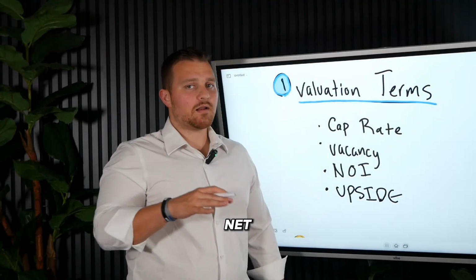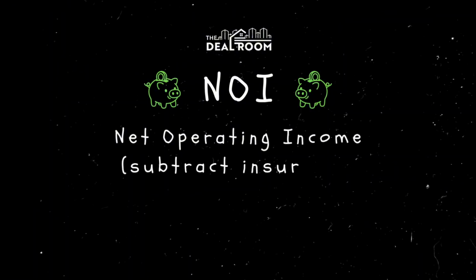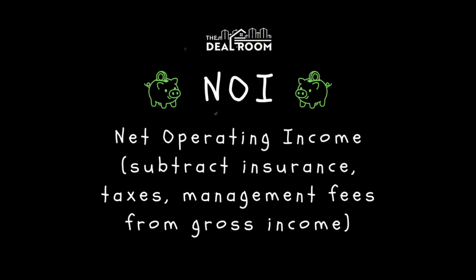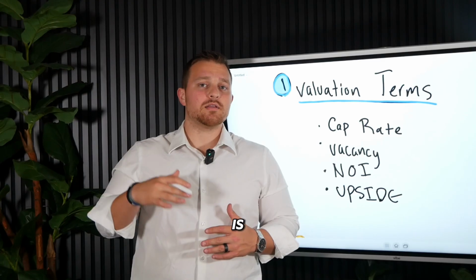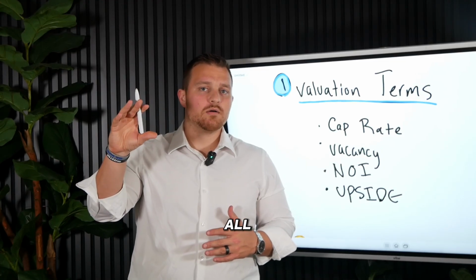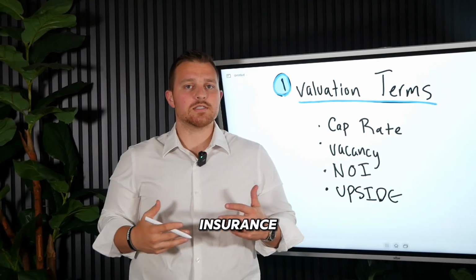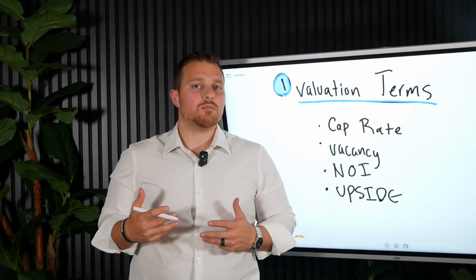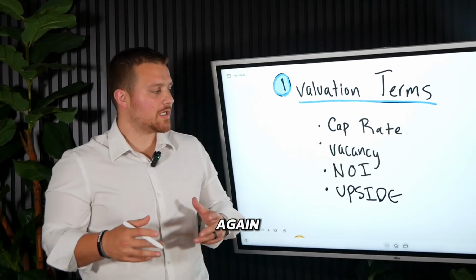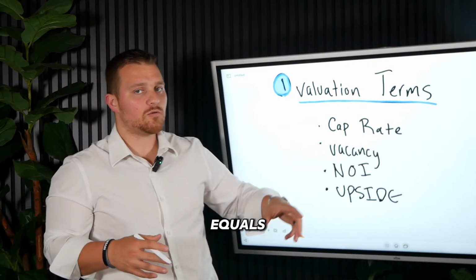Now, we just hit on it. NOI stands for net operating income. This is a huge metric to understand when first getting into the business. Again, all it is, is collecting all of the rents and all of the other income. That's your income, and you subtract the operating expenses like insurance, taxes, and management fees to come up with your net operating income. So again, NOI divided by cap rate equals value.